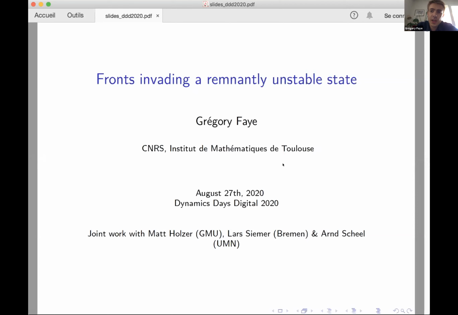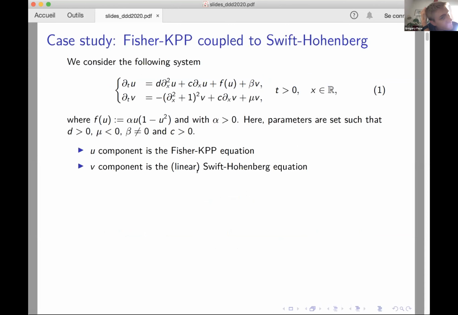So the aim for today is basically trying to introduce you to the concept of remnant instability, if you have never encountered that. And for that purpose, I've decided to focus on one case study. So I will be considering a coupled system. There will be two components, a U component that will be the classical Fisher-KPP equation in a moving frame with wave speed c that I will always take positive.